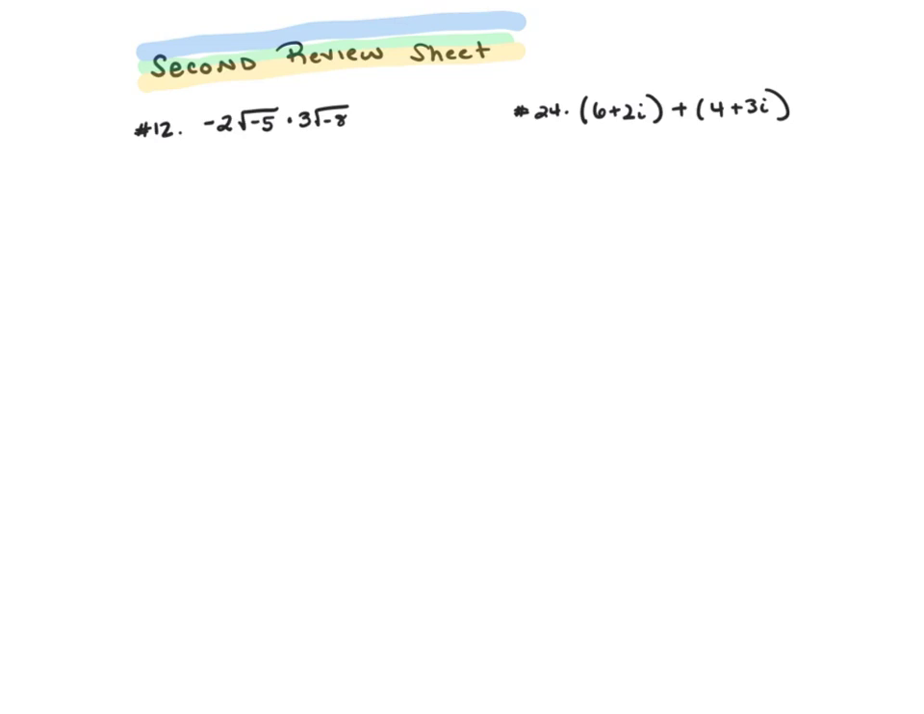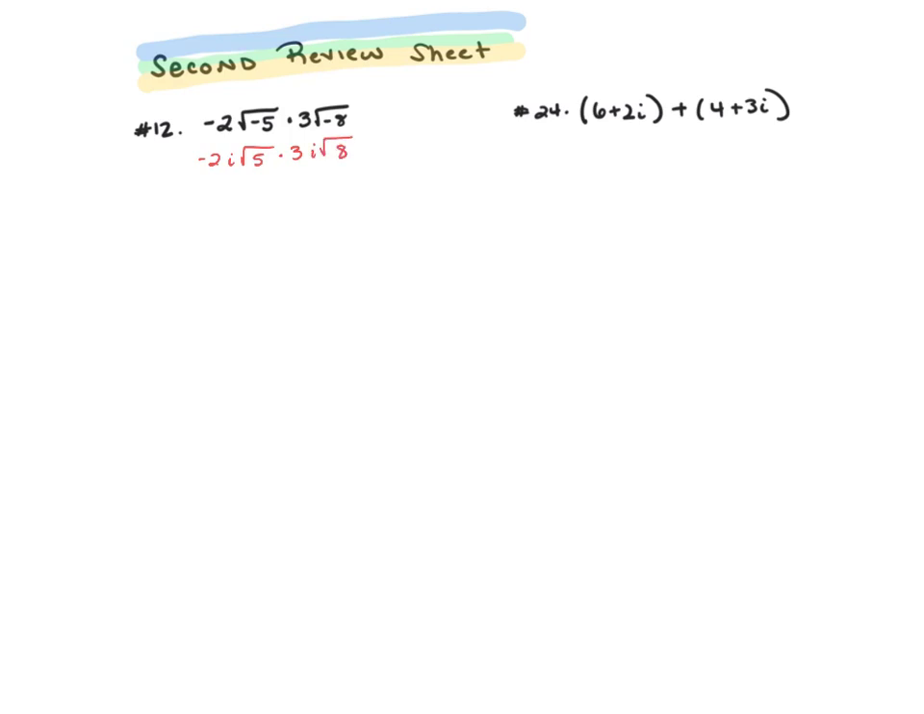In this video, we're going to go over number 12 and number 24 from the second review sheet. So I've got another one that's multiplying with radicals that have negatives. The first thing I'm going to do is, instead of having these negative radicals, rewrite it as i times the positive version of the radical. So instead of root negative 5, it's i root 5. Instead of root negative 8, it's i root 8.